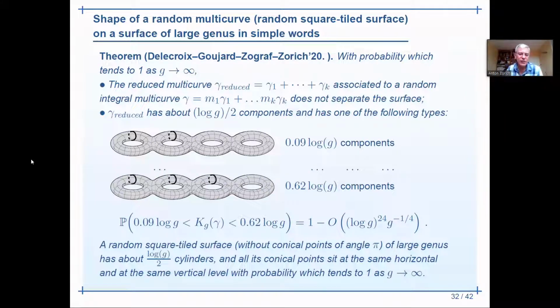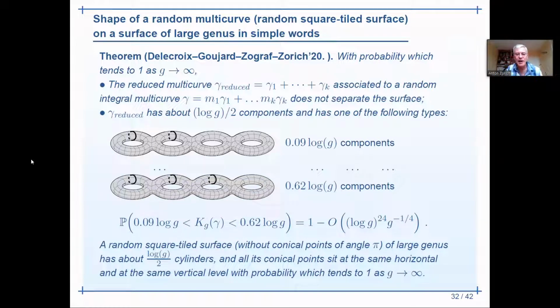Now, this is the interpretation in terms of multi-curves. What does it mean in terms of square-tiled surfaces? Actually, in terms of square-tiled surfaces, the fact that the associated multi-curve does not separate the surface means that all critical points would sit on the very same layer. And please forgive me, I forgot to tell an important thing.